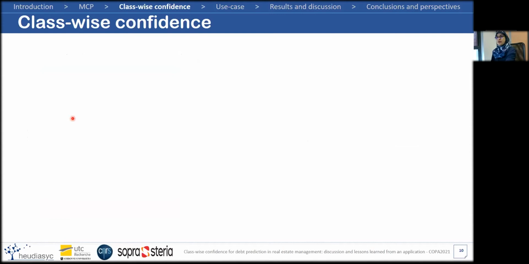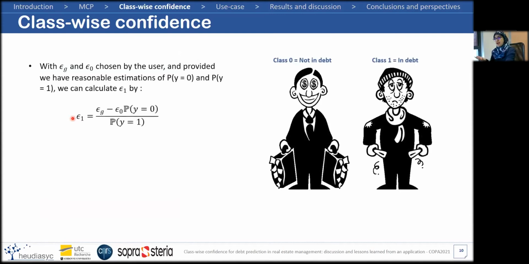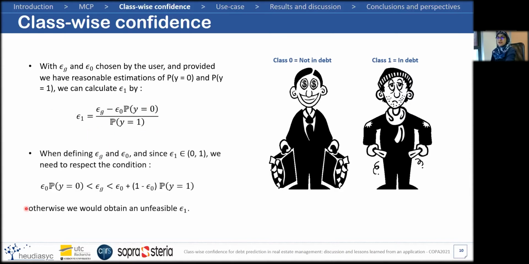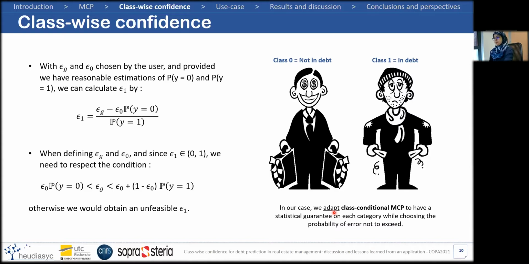So that's why we thought about using our class-wise confidence, by calculating epsilon 1 by choosing the global epsilon g and the epsilon 0 for tenants that are not in debt. Using the equation that I showed you before, we have this calculation of epsilon 1, and we need to respect this condition in order to have a feasible epsilon 1. And so in this case, we adapt conditional MCP in order to have our statistical guarantees and our control over epsilon 0 and also epsilon g.